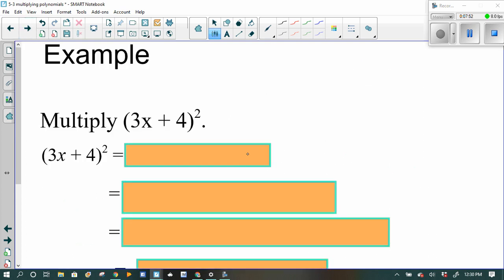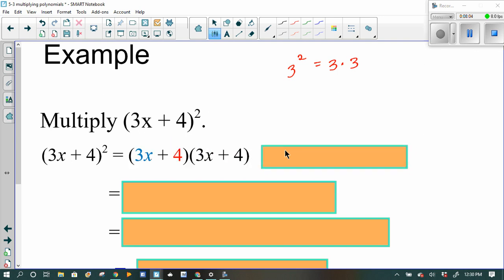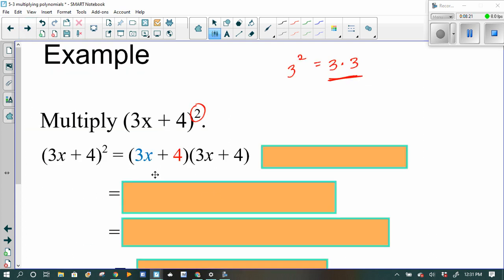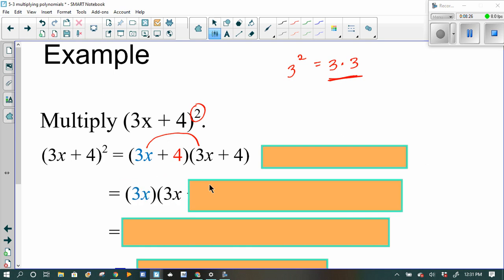All right, so now remember when you have something squared, it means you're multiplying it by itself that many times. Like 3 squared means 3 times 3. Well, what is 3x plus 4 squared? Well, that means 3x plus 4 times 3x plus 4, because you have to write it however many times the exponent is. So now you just have the same thing repeating, but it looks like this, where there's 2 of them. So you would do your 3x times your 3x, so your first. So 3x times 3x.